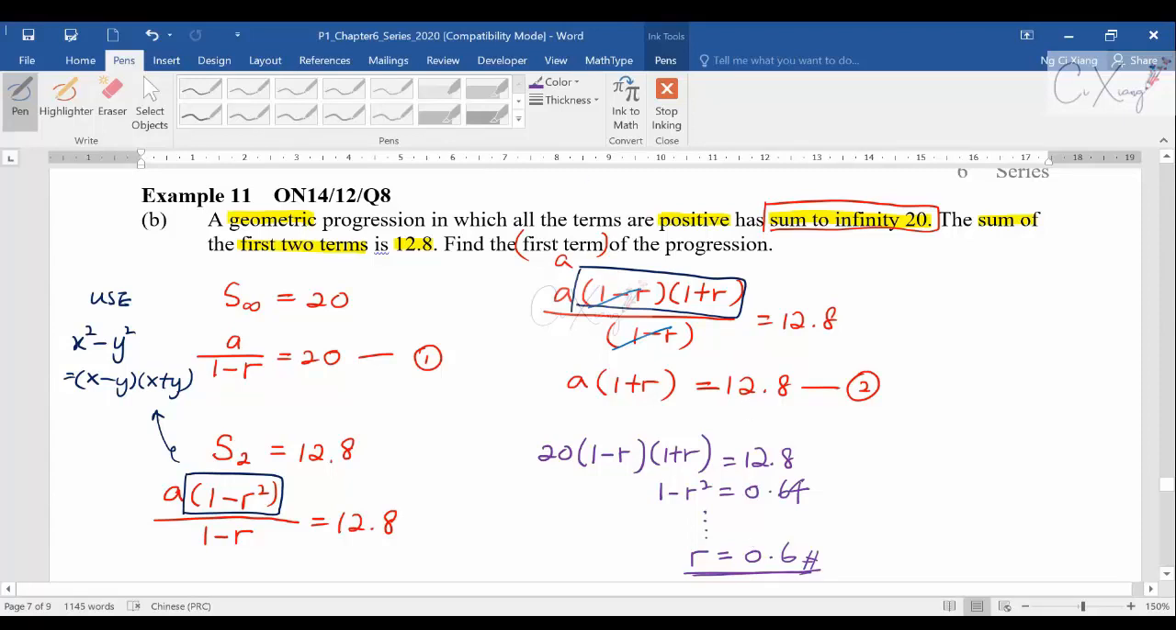Okay, and then for this question, they actually want us to find the first term, not the R. Therefore, you should continue another step to get the A. So what's the value of A? It is 20 multiplied by 1 minus R. So 1 minus 0.6. From here, you can get the value of A easily, which equals 8.